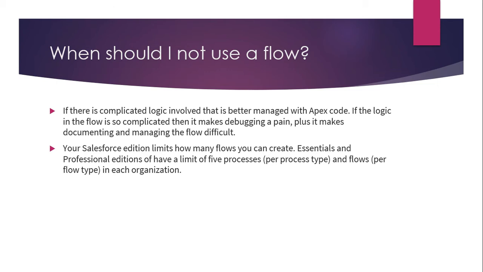Many flows can be created, but you know that there are so many licenses, let's say Essentials licenses, Professional licenses, Unlimited licenses, correct? There are some types of limits for Process Builders, flows, Apex triggers, everything like that, correct?